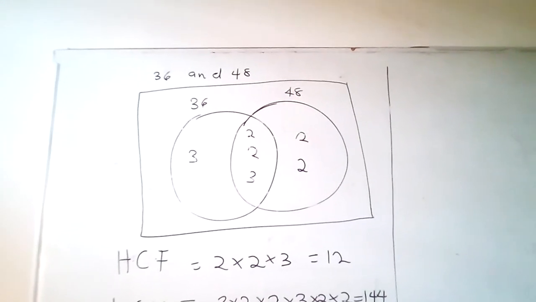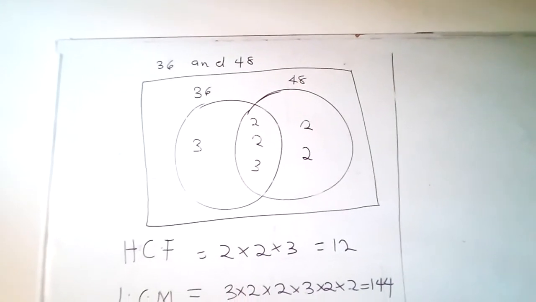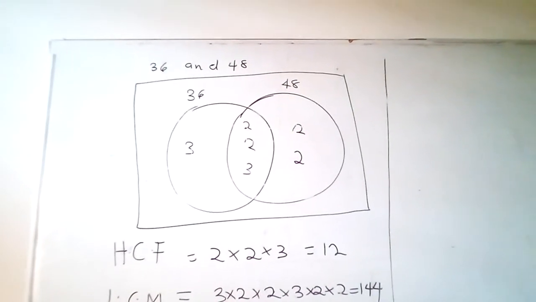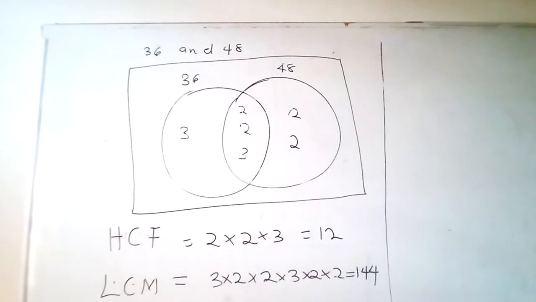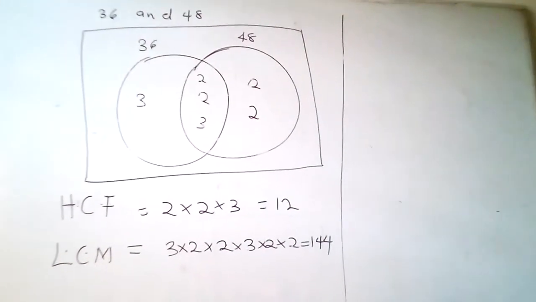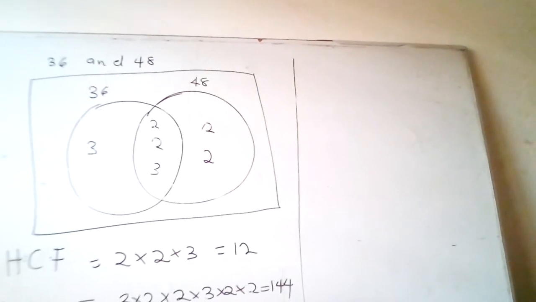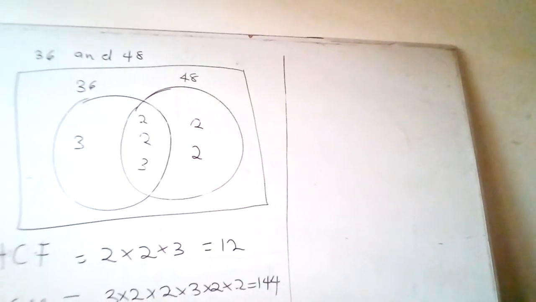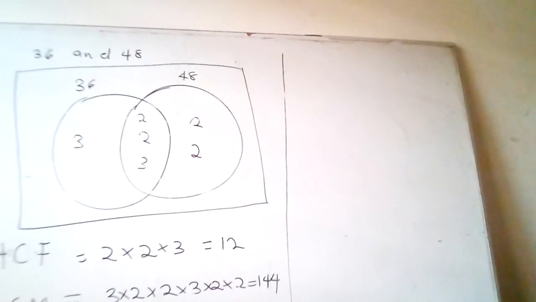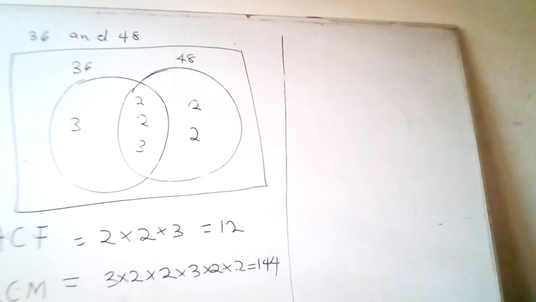So let's go to the relationship between factors and multiples of whole numbers from 1 to 10. The factors of a number are all the whole numbers by which the number could be divided with no remainder. So factors of 6 are 1, 2, 3, and 6. So let's go to the properties of factors.